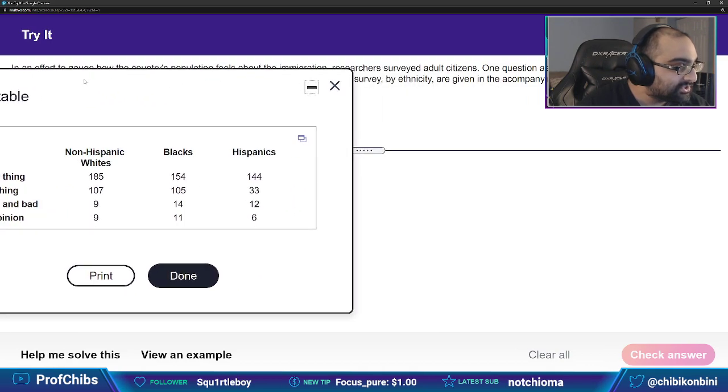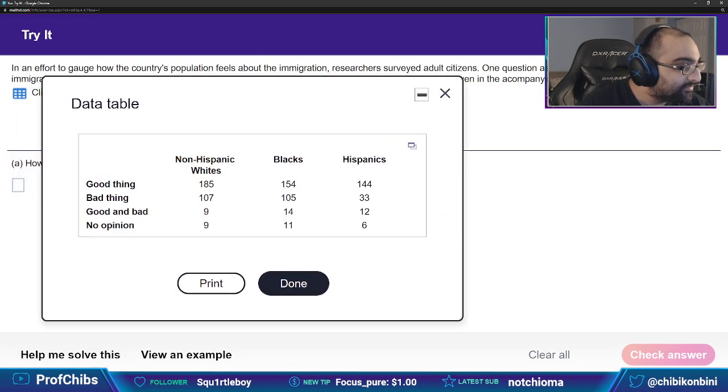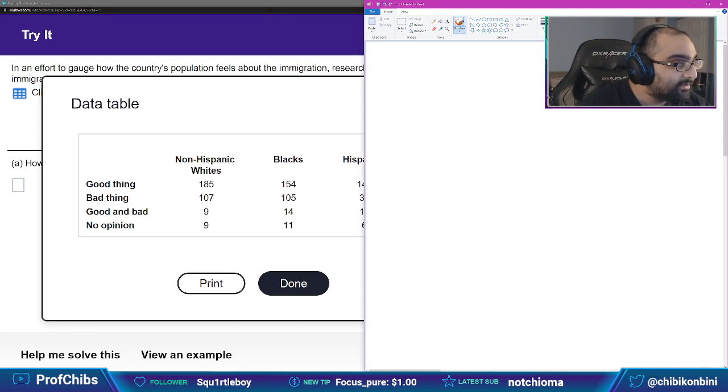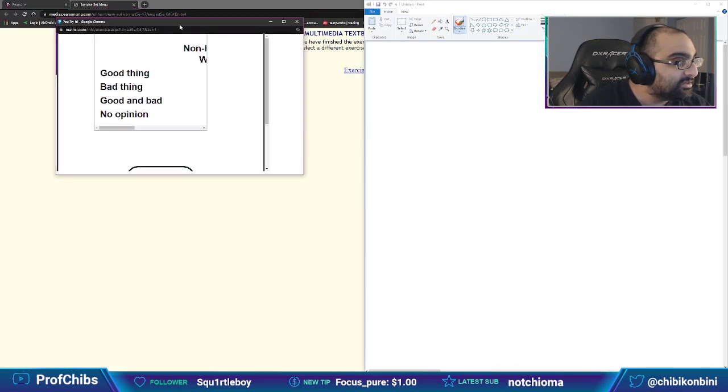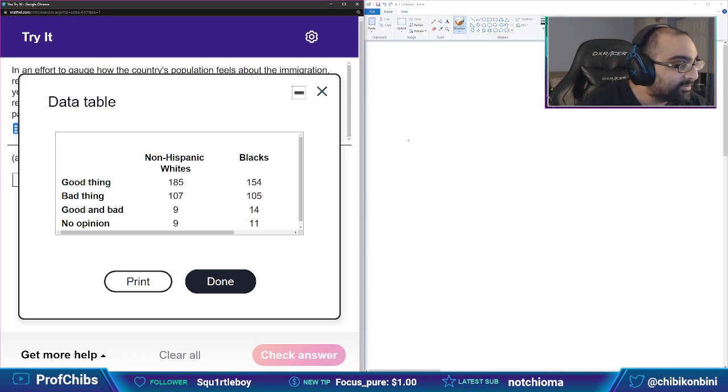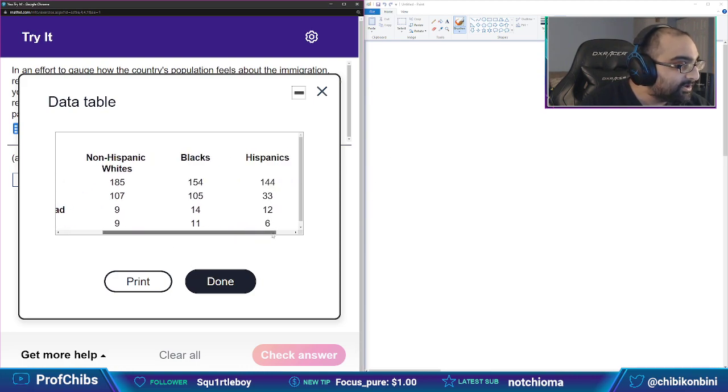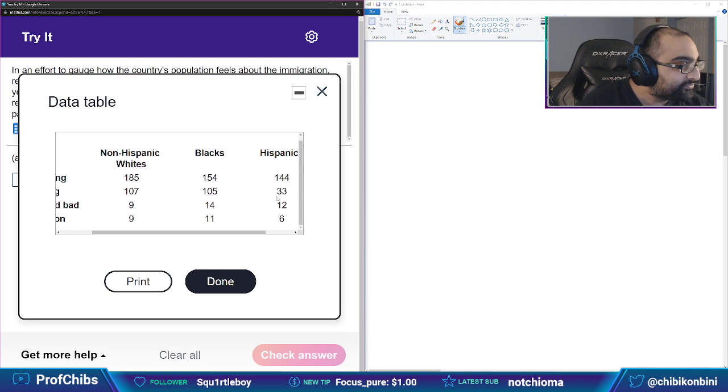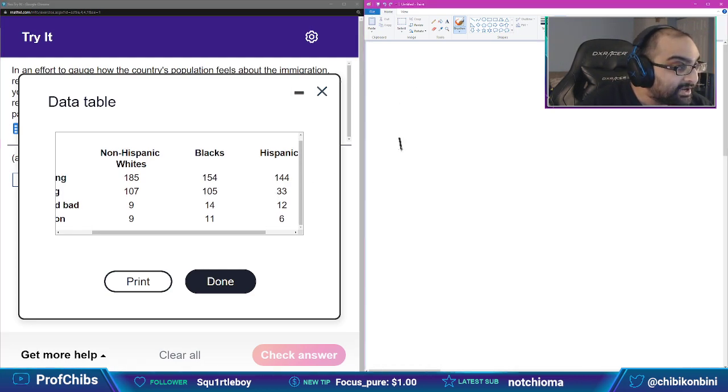I'm going to put this on the left side here. Let's see if I can actually shrink this down a bit. Okay, there we go, a bit better. All right. So let's take our columns here. Let's go ahead and write this down.